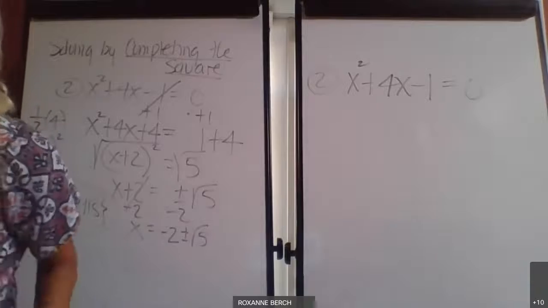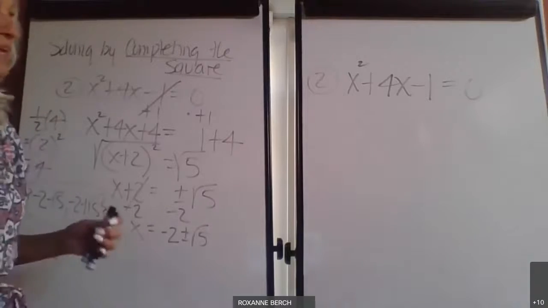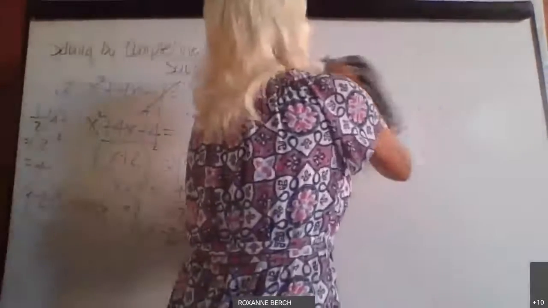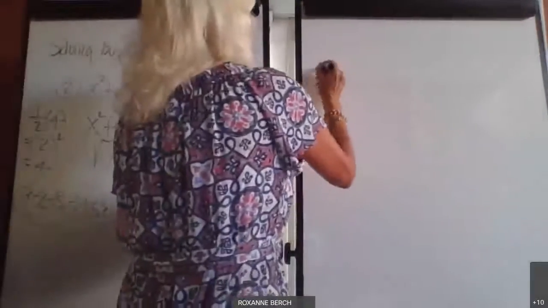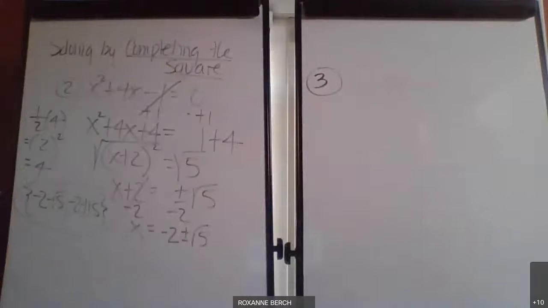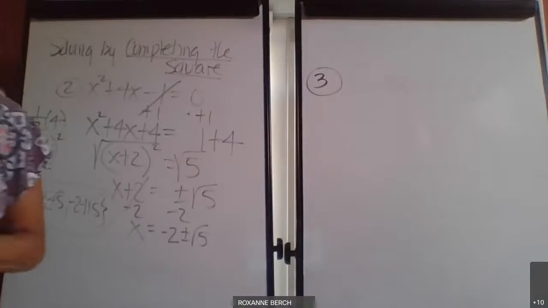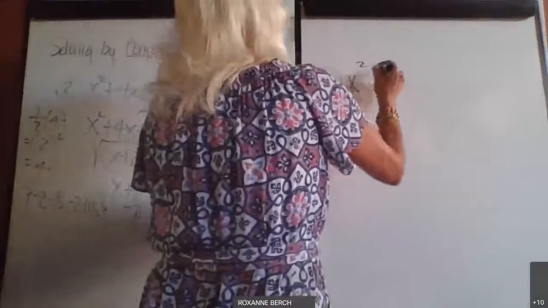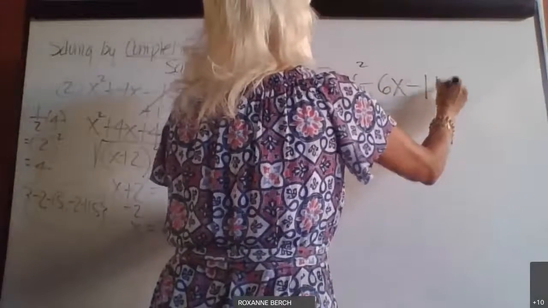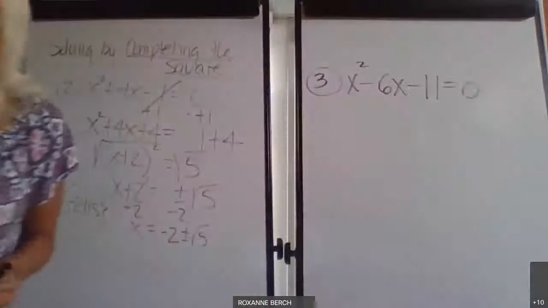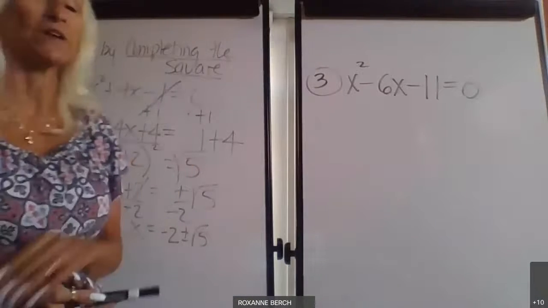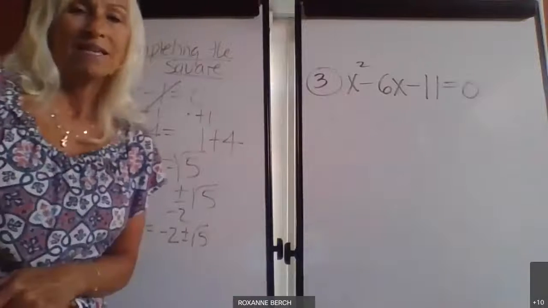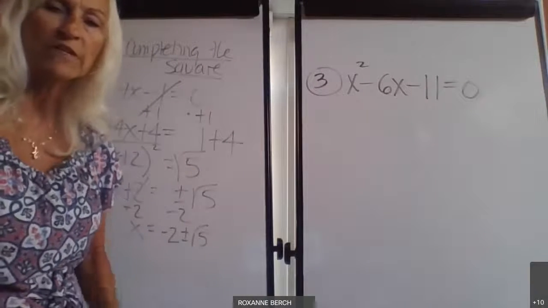Okay, we're going to do one more just to prove to you that you can do it and build your confidence. All right, x squared minus 6x minus 11 equals 0. That is not a perfect trinomial. And so what you're going to do is solve this by completing the square.